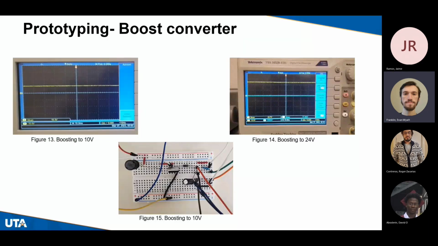For our prototyping, we have split our project into the buck and boost converters. For our buck converter, we were able to successfully create signals for our synchronous buck converter design. And for our boost converter, we were able to successfully boost an input voltage to the operating voltage of our amp, which ranges from 5 to 25 volts.